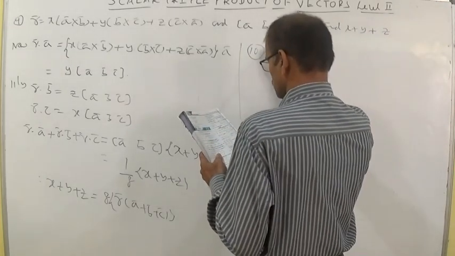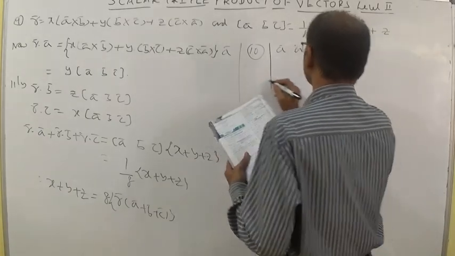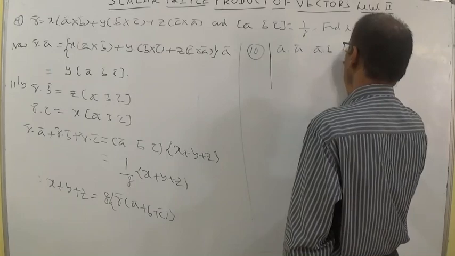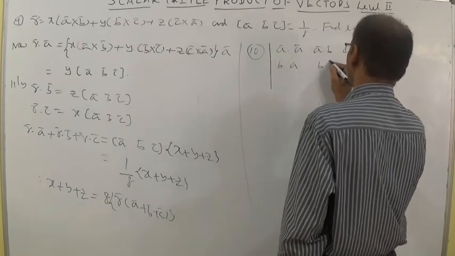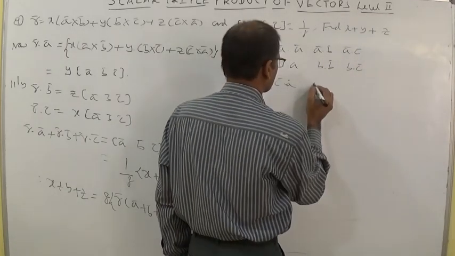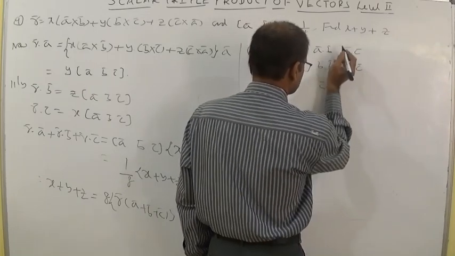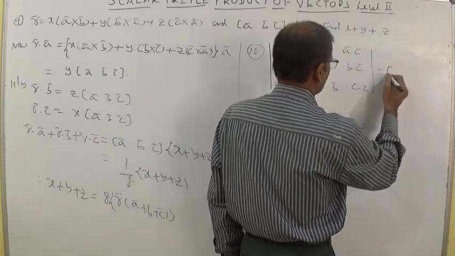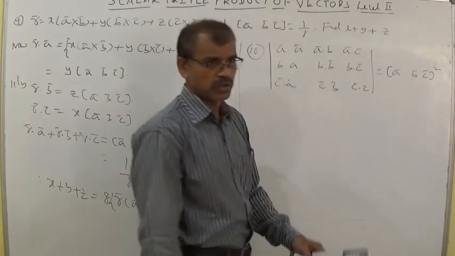10th question, students, you should remember, already yesterday I said the formula of box ABC whole square: the determinant with entries A bar dot A bar, A bar dot B bar, A bar dot C bar, B bar dot A bar, B bar dot B bar, B bar dot C bar, C bar dot A bar, C bar dot B bar and C bar dot C bar. Yesterday I said the notation of this determinant is box ABC whole square.